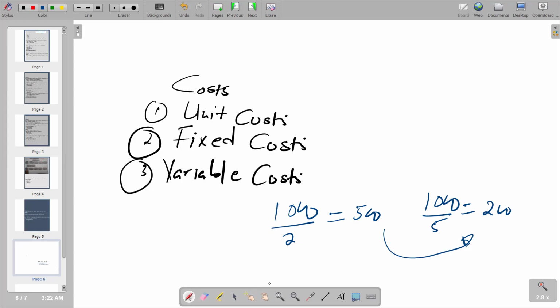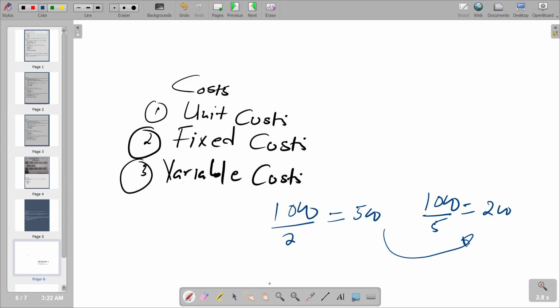So basically, irrespective of the number of units produced, the fixed cost remains the same. At the end of the day, the conclusion that we give is that the fixed cost per unit will decrease if the volume of production increases, and the opposite is true. So basically, that's what we have in terms of fixed cost.